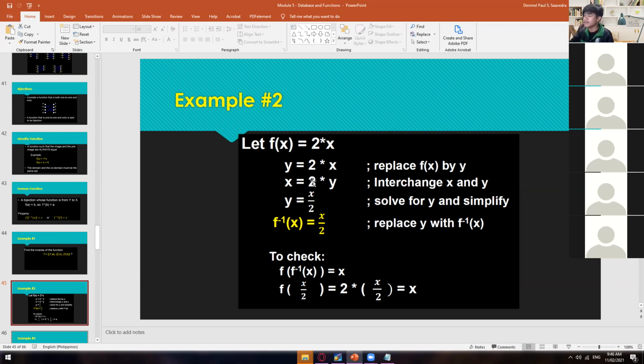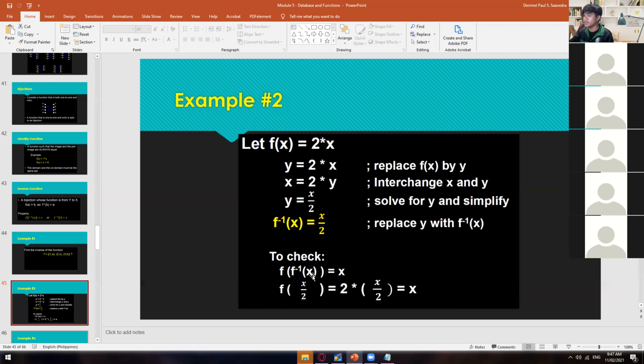And then the one that we are looking for is the value of your y. So solve for y and simplify. In here, just transpose this 2 over here. Then you will get y is equal to x divided by 2. Going back to the original formula, y is the inverse function of f of x, which is now equal to x divided by 2. So this is now your answer, the inverse function of this original function. From 2 times x it became x divided by 2.